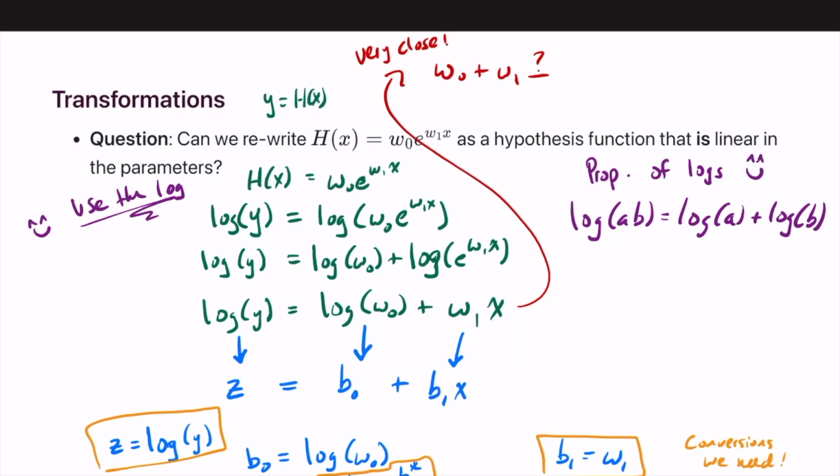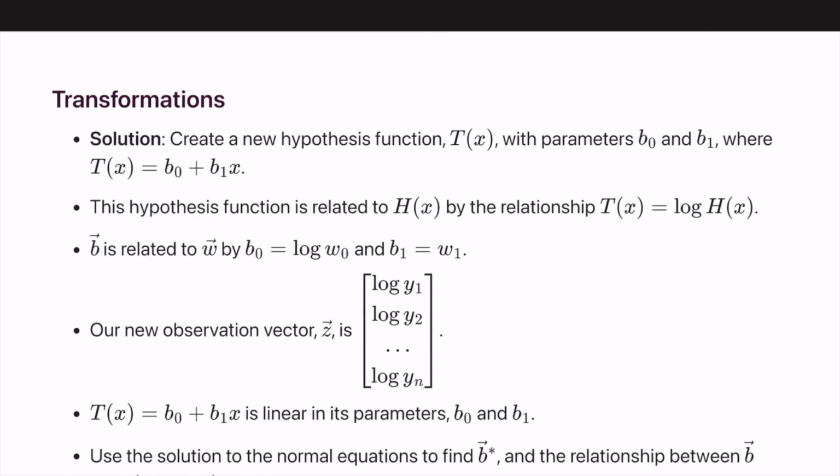When we go back and plug this into our normal equations, this was a way for us to rewrite, through a transformation, this hypothesis function here in terms that allowed us to have linear combinations. And by doing this, we're able to solve the normal equations.